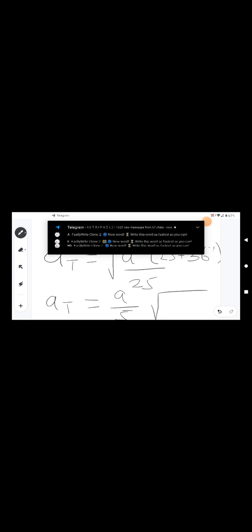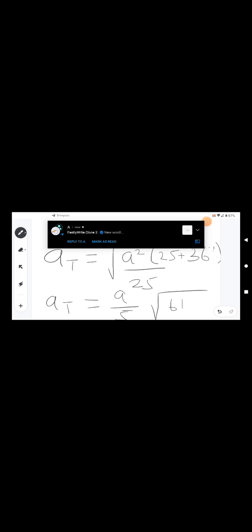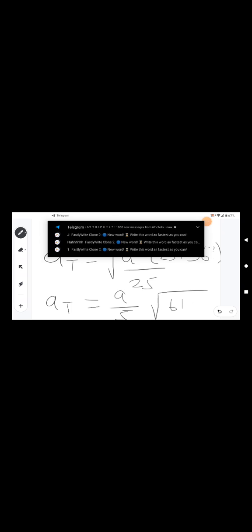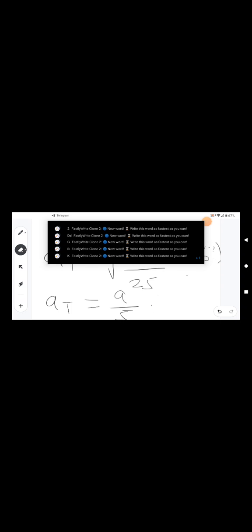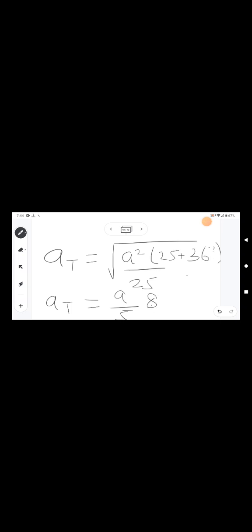Okay, now this a will come out, so a_total will be equal to a by, the root of 25 is 5, under root of 25 plus 36, so that will come out to be 61. So 61 is near to 64, and 61 and 64 are so close. So we can just consider it as 64 only. The root of 64 is equal to 8, so in place of this 61 I am writing 8. So what we get is 8a upon 5.